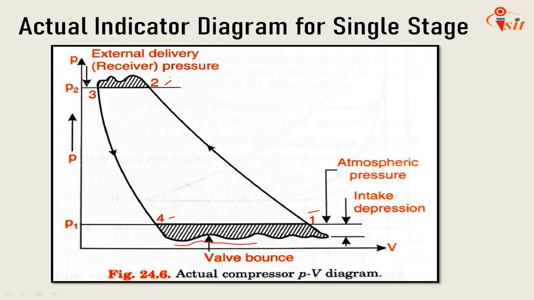Other small effects at inlet and delivery would be gas inertia and turbulence. The practical effects are responsible for the addition of two small shaded negative work areas. Okay, so that shaded region is nothing but negative work areas.